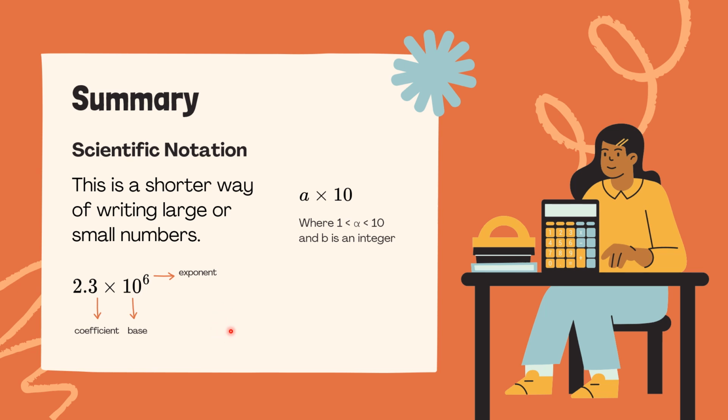So we will go over that problem in class. That is something I want to talk about in class. So this is just going to be a summary, all right? Scientific notation is a shorter way of writing really large or really small numbers. Your coefficient needs to be between 1 and 10. Your exponent needs to be an integer, anything on the number line. Your base will always be 10.